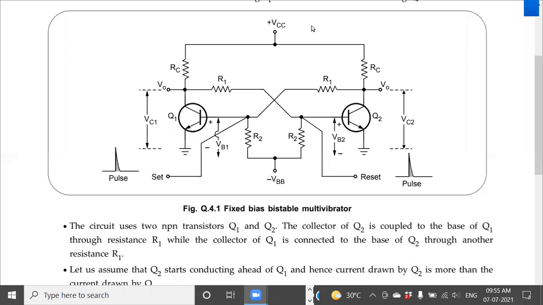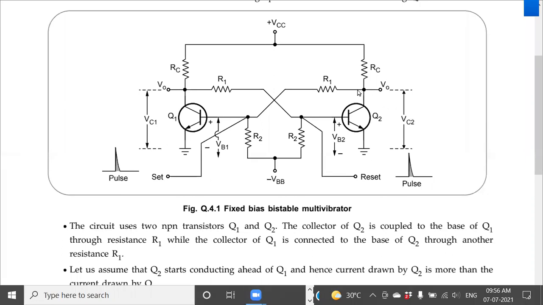Suppose we connected this circuit and switched on the power supply. Due to dissimilarities of the components, let us say Q2 is conducting slightly greater than Q1. Then there is a current flow here which is slightly higher. So the switch is moving towards the on direction, so V0 will reduce. This voltage VC2 will reduce.